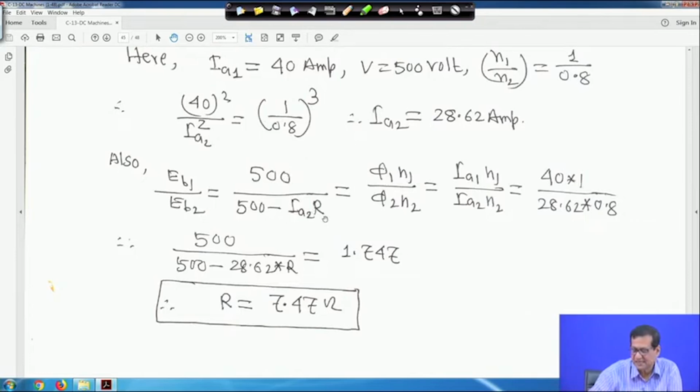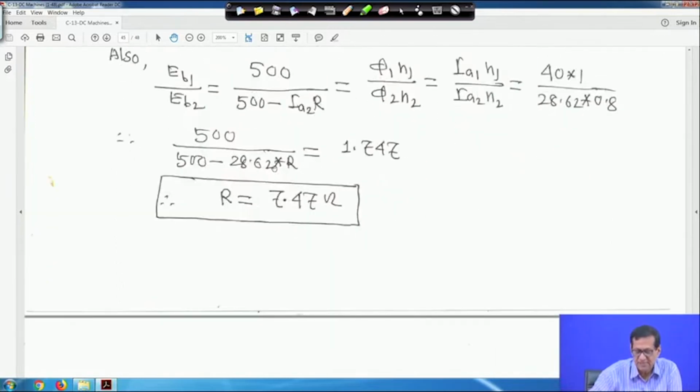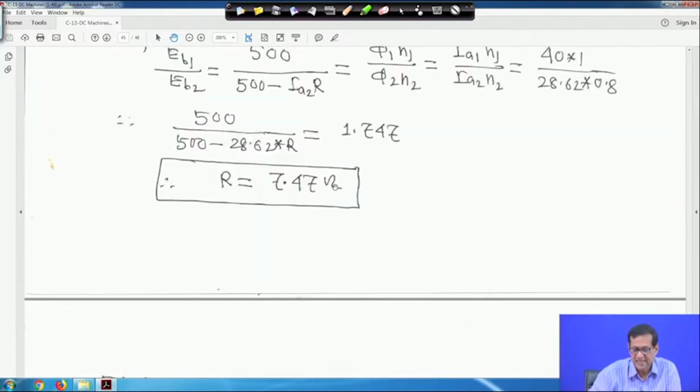Second case, some resistance R is inserted. So 500 minus IA2 into R is equal to, same as before, phi 1 N1 upon phi 2 N2, which is equal to IA1 N1 upon IA2 N2, is equal to 40 into 1. I mean IA1 is 40, IA2 is 28.62. So 40 upon 28.62 into N1 upon N2, actually 1 upon 0.8. From which if you solve, you will get R is equal to 7.47 ohm. So this is the answer. This much resistance has to be inserted.